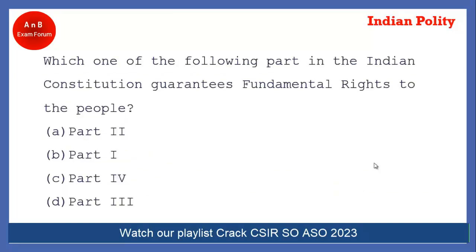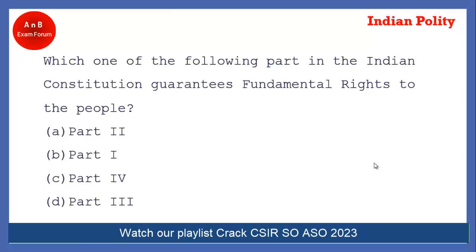Coming to the next question: which one of the following parts in the Indian Constitution guarantees fundamental rights to people? You have to tell the part number. In the Indian Constitution we have articles, parts and schedules. So in which part are the fundamental rights described? You are right, part 3 is the right answer. In part 1 we have union and territories, in part 2 we have citizenship, and in part 3 we have fundamental rights.